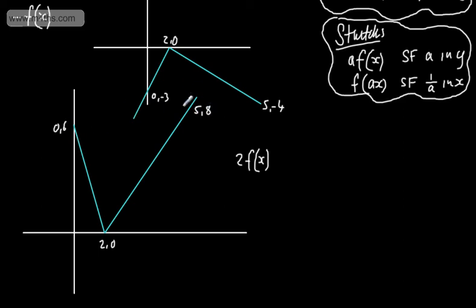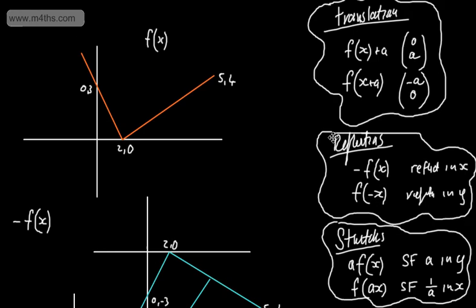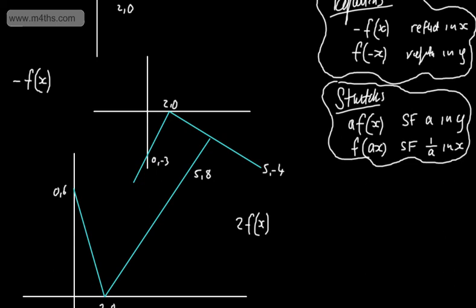You might want to make that slightly lower and this one slightly higher, but essentially we're just showing that we've multiplied the y coordinates by 2. So 0, 6, 2, 0, and then 5, 8. Okay, let's do another one, and let's do another example.